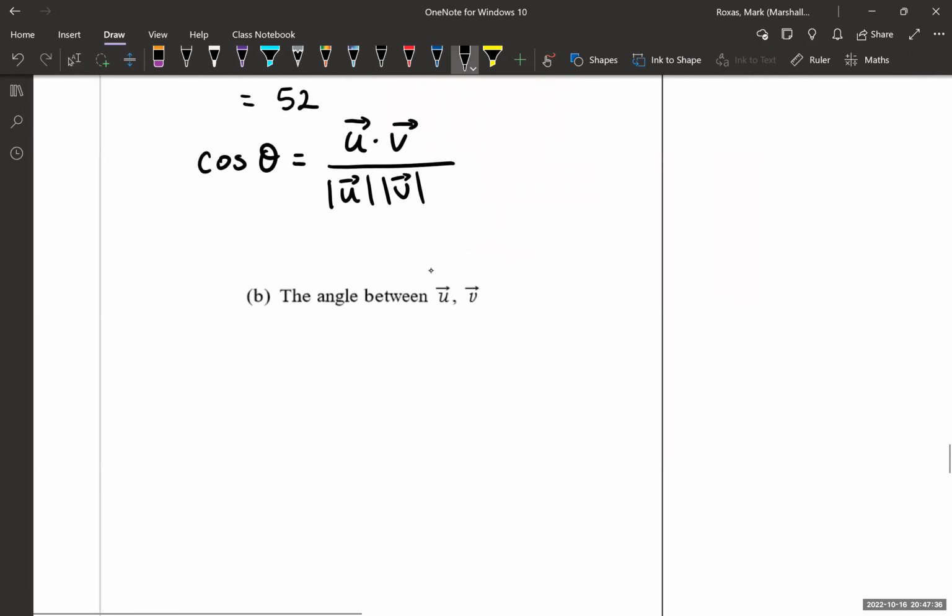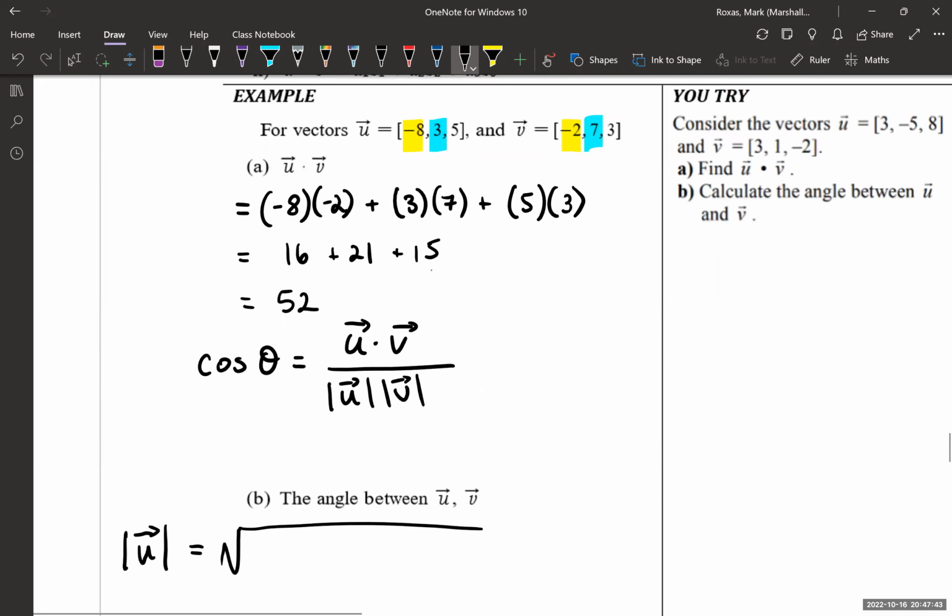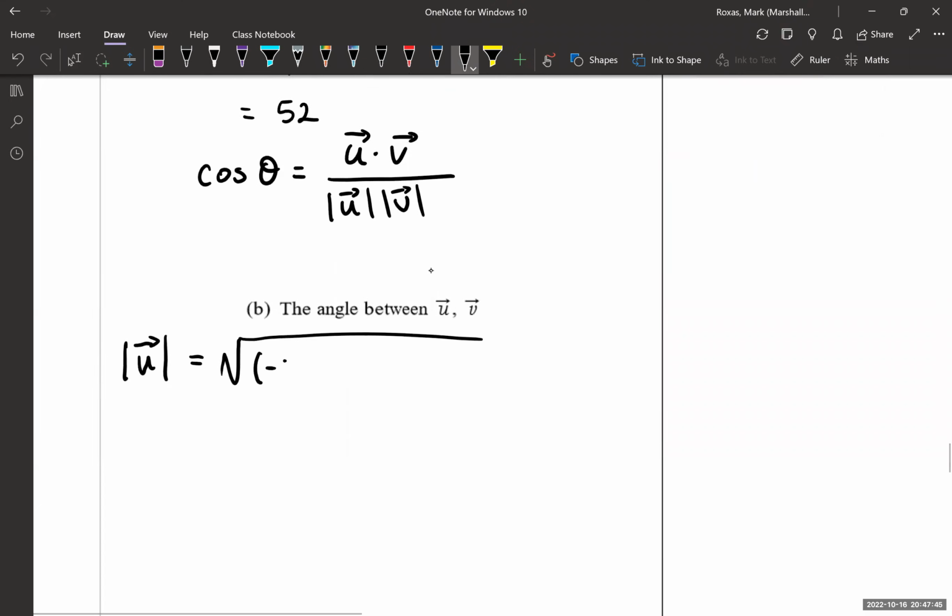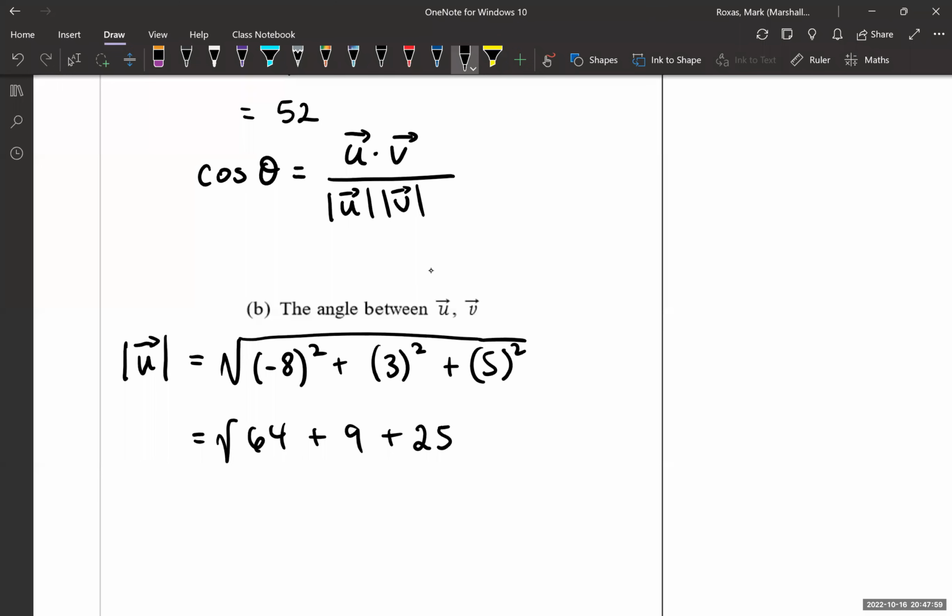Okay, so let's look at the magnitude of u, right? So that's going to be the square root of all of its components squared. So -8, 3, and 5. So -8 squared plus 3 squared, the y component, plus 5 squared, okay? And that's equal to 64 plus 9 plus 25, all square rooted. And 64 plus 9 plus 25 is 98, the square root of 98.